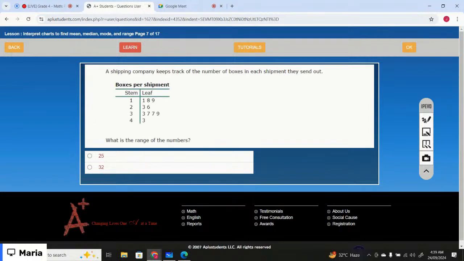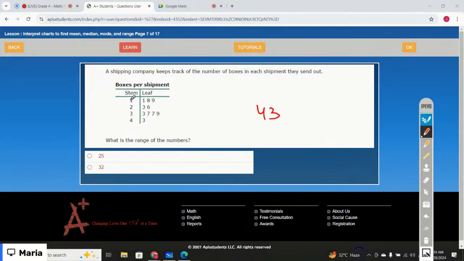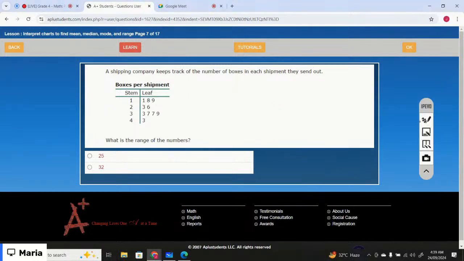A shipping company keeps track of the number of boxes in each shipment they sent out. What is the range of the numbers? Range is the difference between the greatest and smallest value, right? The greatest number you can make from here is 43 and the smallest number is 11. 43 minus 11 is 32. 32 is the range. The correct option is 32. Option number 2 is the correct option.